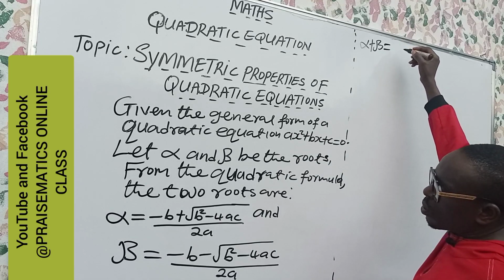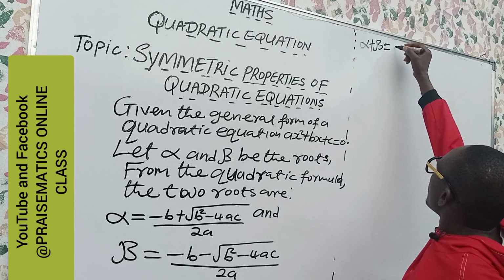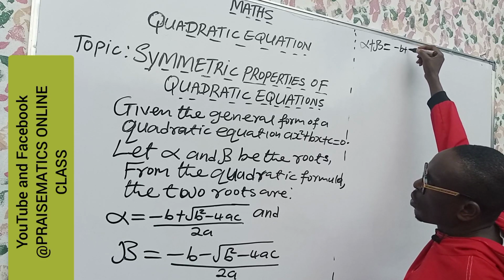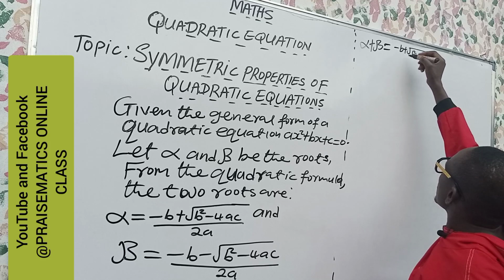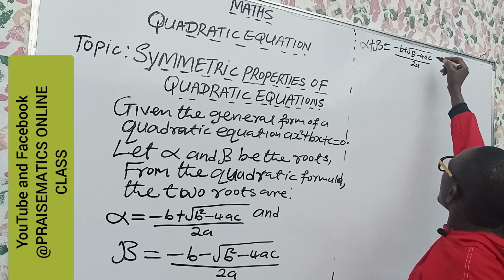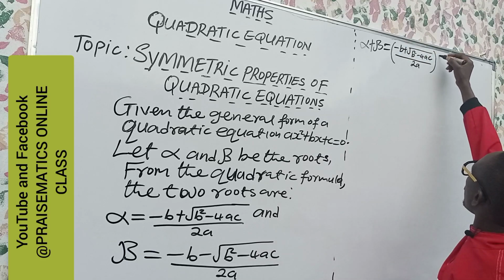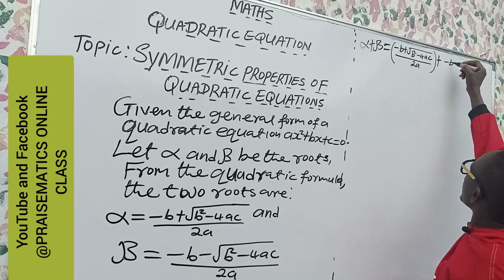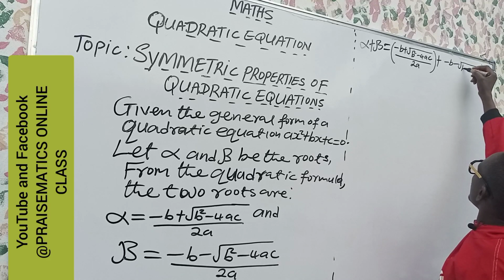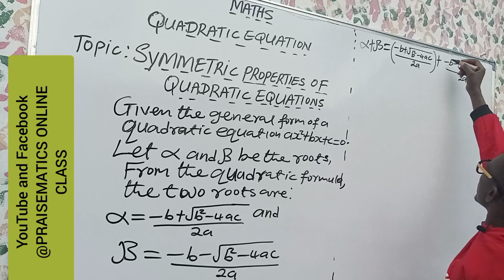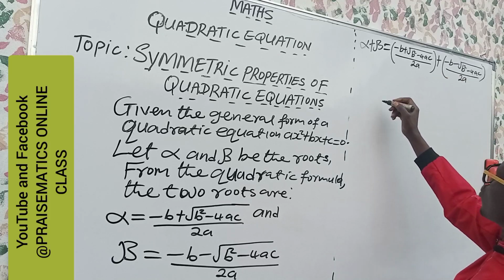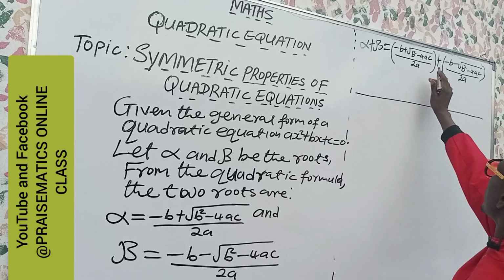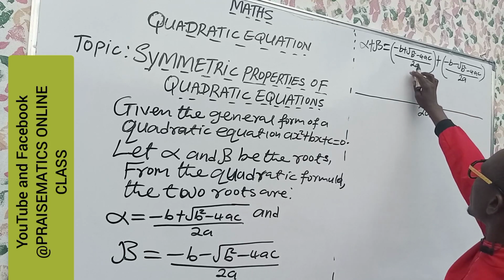Now let's add up and see what will happen. So this will be equal to alpha plus beta, which is minus b plus square root of b squared minus 4ac all over 2a, all in brackets, plus minus b minus square root of b squared minus 4ac all over 2a, and we add a bracket. We want to add this, so we look at their LCM. The LCM of them is 2a. 2a divided by 2a will give you 1.